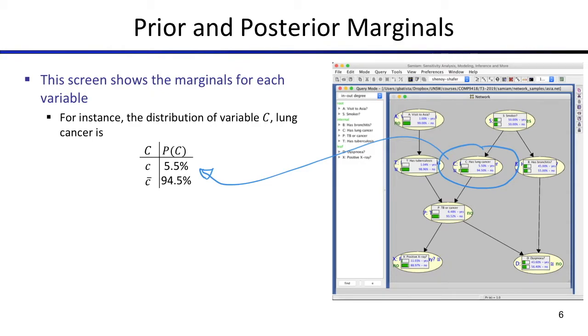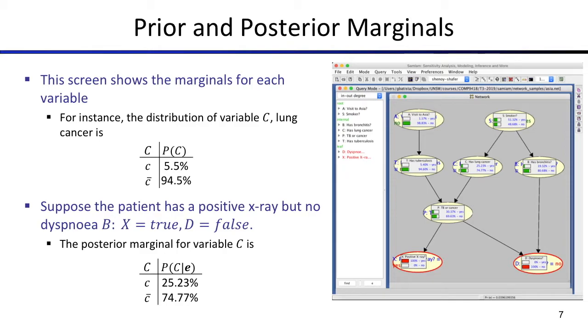And we can compute also the posterior marginals by observing some of the variables. So here, in this case, we went here and clicked on the yes for X-ray, that's the variable X, and we clicked no for the variable D. So we are setting the evidence that X is true and D is false. So we have a positive X-ray, but no dyspnea. And in this case, it changes the probability for node C, and that will now be the posterior probability.